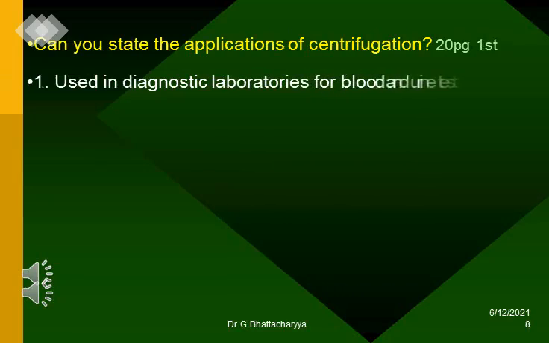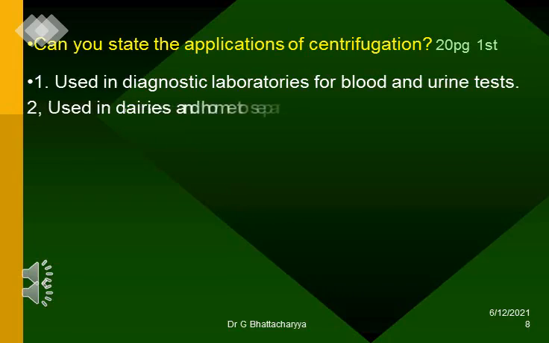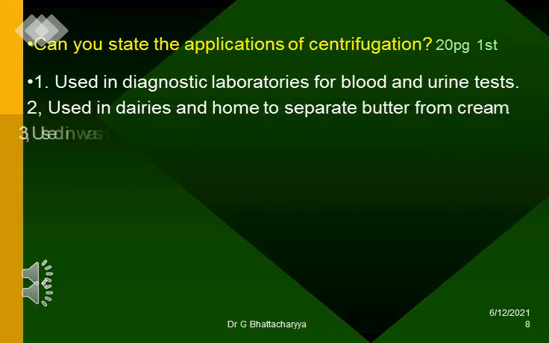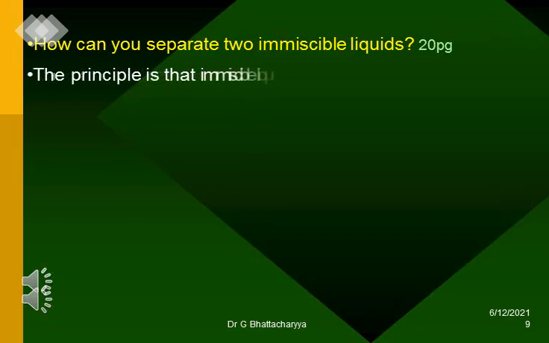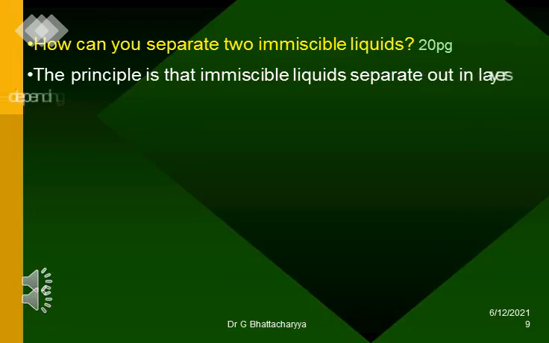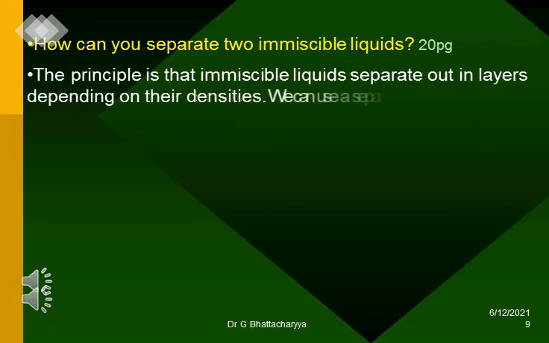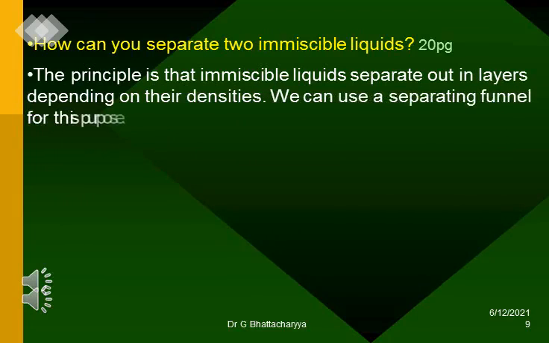Used in diagnostic laboratories for blood and urine tests. Used in dairies and home to separate butter from cream. Used in washing machines to squeeze out water from wet clothes. How can you separate two immiscible liquids? The principle is that immiscible liquids separate out in layers depending on their densities. We can use a separating funnel for this purpose.